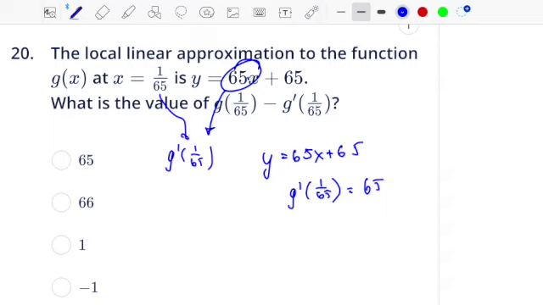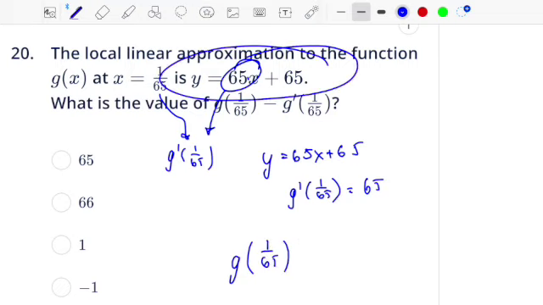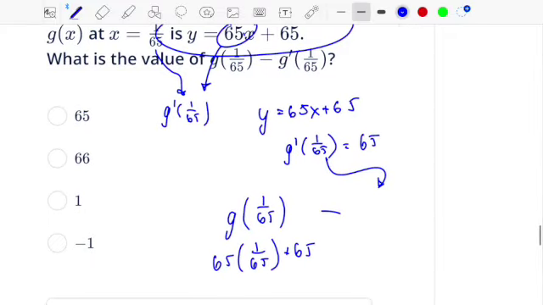And that's our input, g prime of 1 over 65, and I actually need that there. So g of 1 over 65, we can plug it in and approximate it. That's going to be 65 multiplied by 1 over 65 plus 65 minus g prime of 1 over 65, which is 65 minus 65. That cancels. That gets us 1.